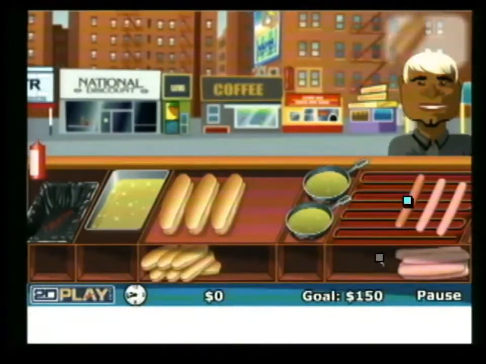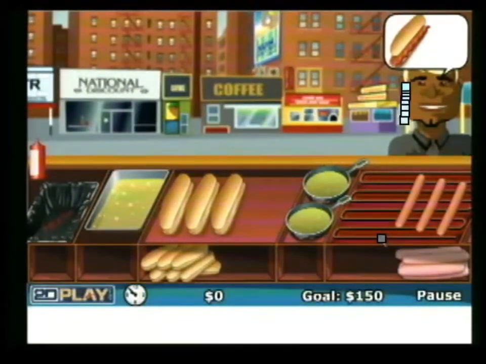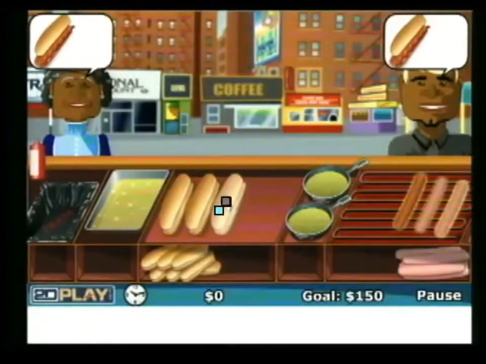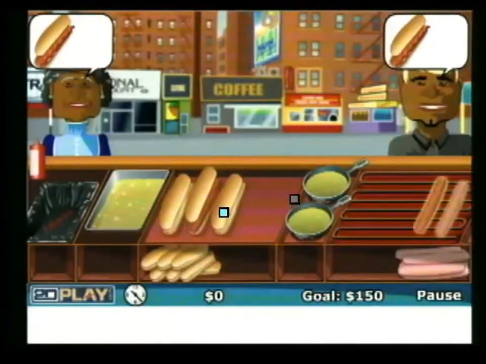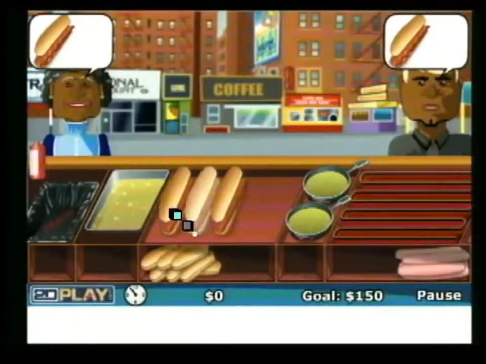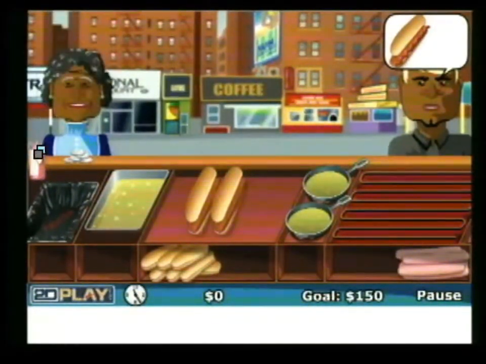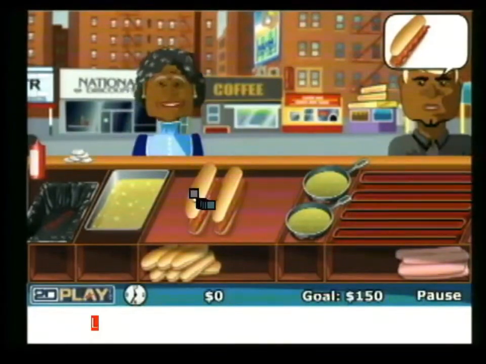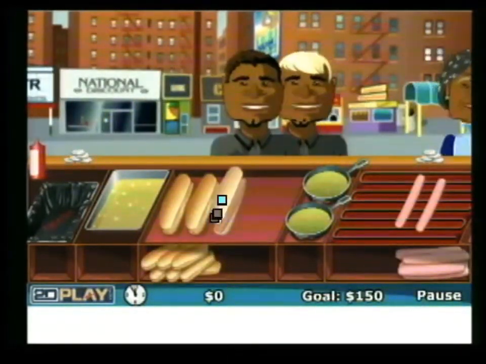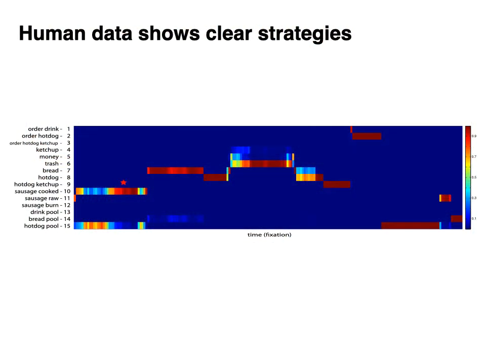And you have customers that are going to come and place their orders. You have to manage the grill, make sure your sausages are cooked but not burnt, and assemble the sandwiches, and so on. So this is quite a complex task, and as you can see, the eye, which is still the little cyan square here, and the mouse, which is the little gray square, are moving in a highly non-random manner as a human player is performing this task.